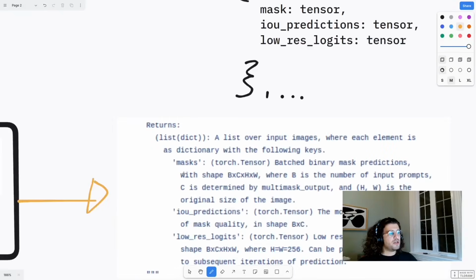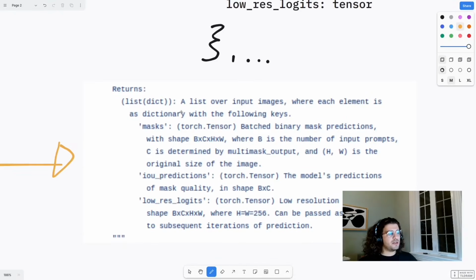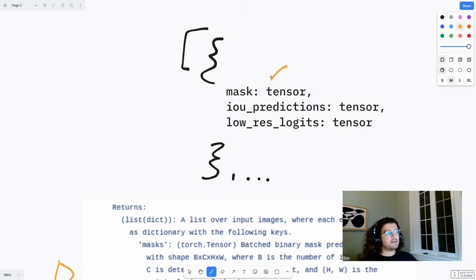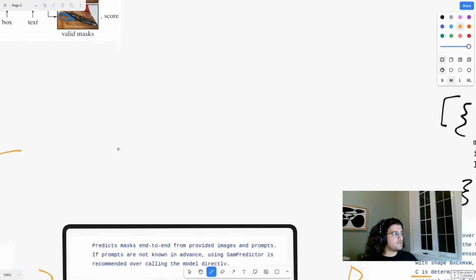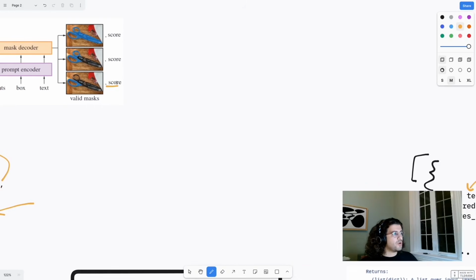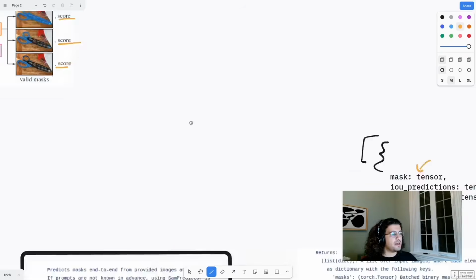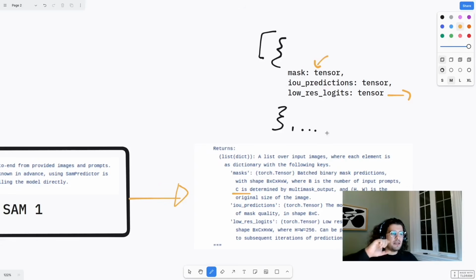What it returns though is also a list of dictionaries, and a dictionary will have three things. So it will have the mask. There's a bunch of masks that it will return. It always returns the mask. So IOU prediction, you get that, and the low res logit, you also get that. This is for the score if you need them, and this is for the logit that can be passed as a mask to another iteration in another submodule if you need to compose stuff.